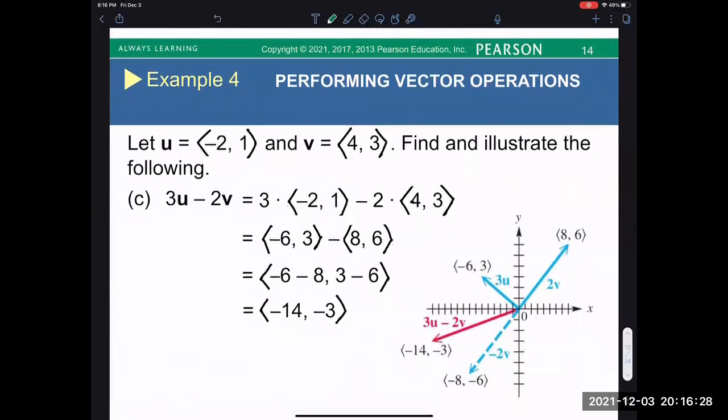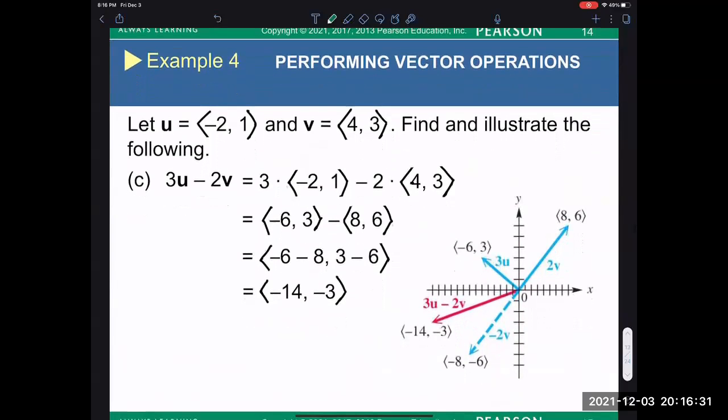Okay, and more examples. So in this case, we're going to multiply by scalars and do subtraction. This basically allows us to do what we in algebra would have called a linear combination of any two vectors. And so you may recall from algebra that they did linear combinations of equations and things like that. And now we're going to do that with vectors. So again, these same two vectors, u is negative 2, 1 and v is 4, 3. And now we're going to not only multiply each of those by a scalar, but then subtract the result.